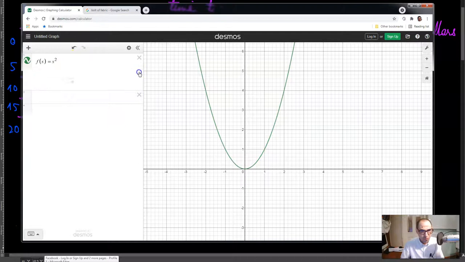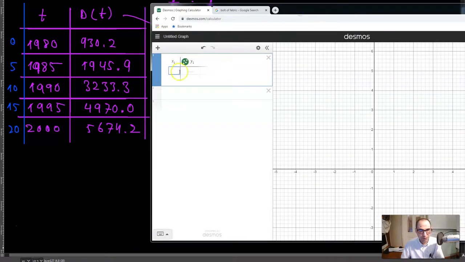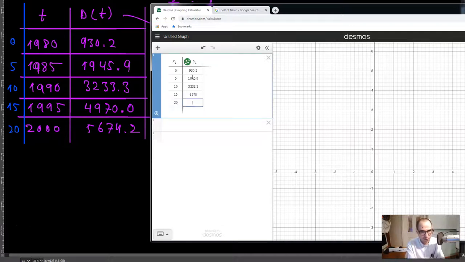And then you could essentially do a table of values, meaning that in Desmos you could do a table of values and say that, for example, when x is equal to 0, the value of y is 930.2. When x is equal to 5, the value of y is 1945.9. When x is equal to 10, the value of y is 3233.3. When x is equal to 15, the value of y is 4970.0. When x is equal to 20, the value of y is 5674.2, right?